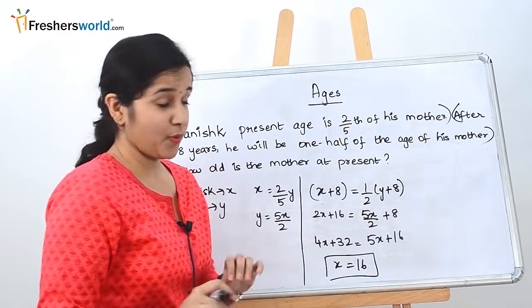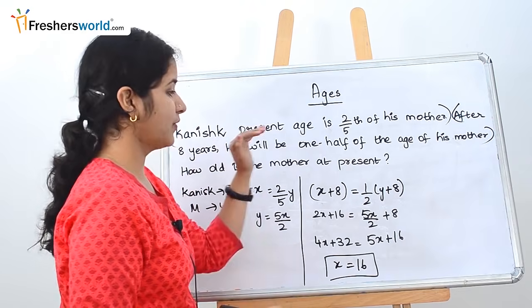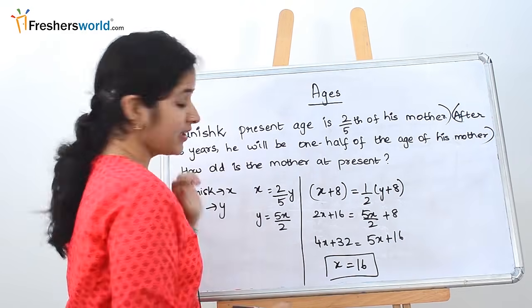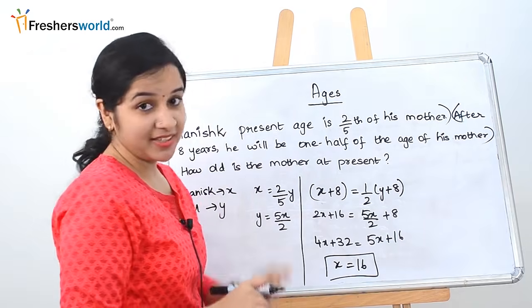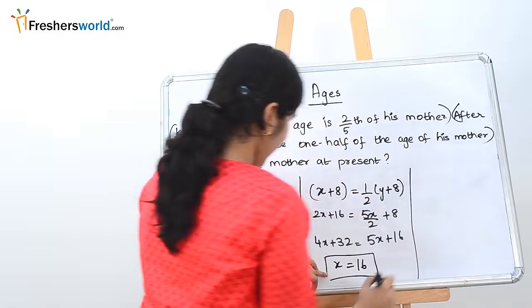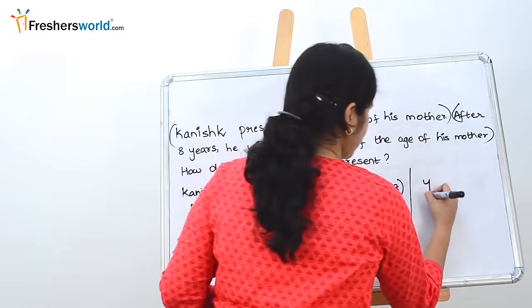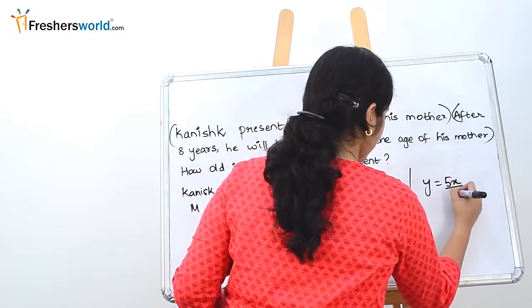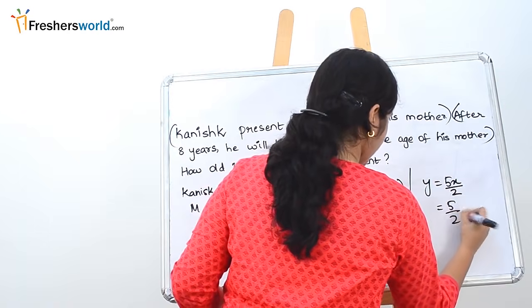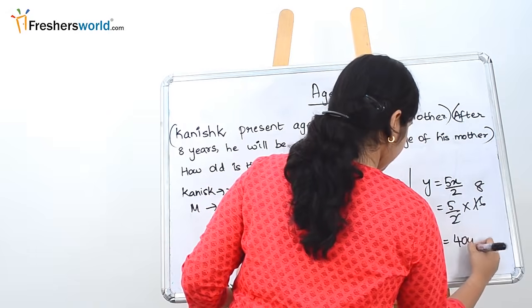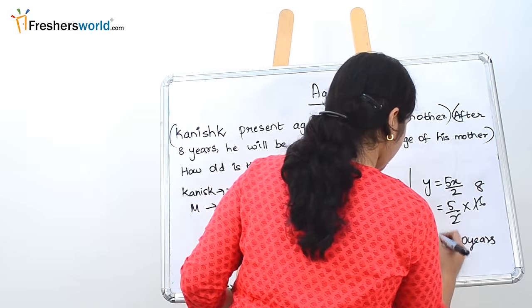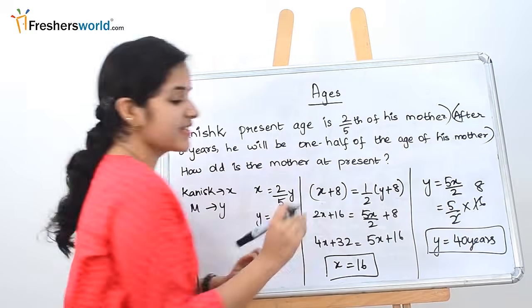But read the question. How old is the mother at present? X is nothing but Kanishk's age. They are not asking for Kanishk's age. They are asking for Kanishk's mother's age. So we know X now, and we have to find Y. Y is equal to 5X by 2. So 5 by 2, and the X value is 16. So 8 times 5, which is 40 years. So Kanishk's mother's age at present is 40 years.